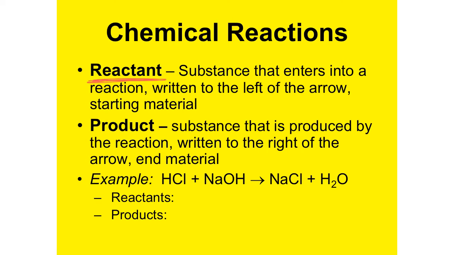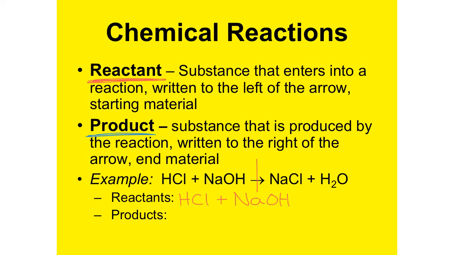So they're going to be written prior to the arrow. So down here in this example, here's the arrow. So that splits the reaction in half. So our reactants are HCl and NaOH. So if we were doing this as a lab, we would measure out the HCl, measure out the NaOH. So they're going to be our ingredients.